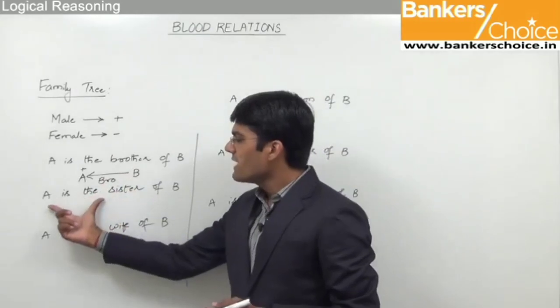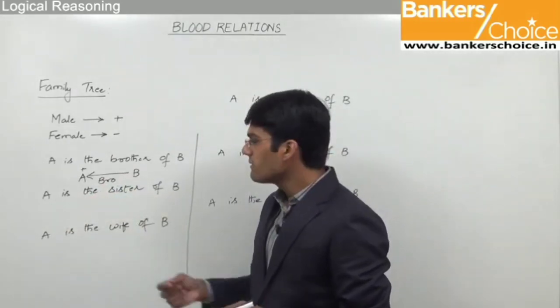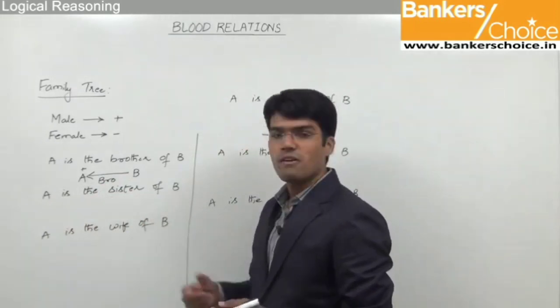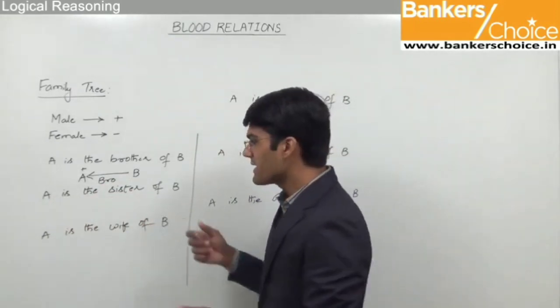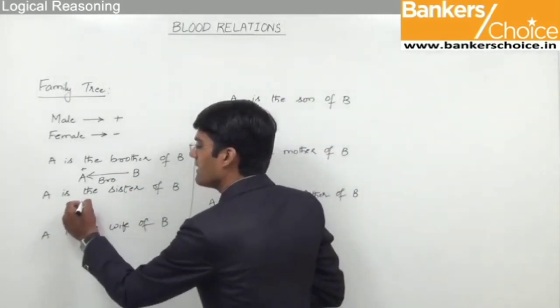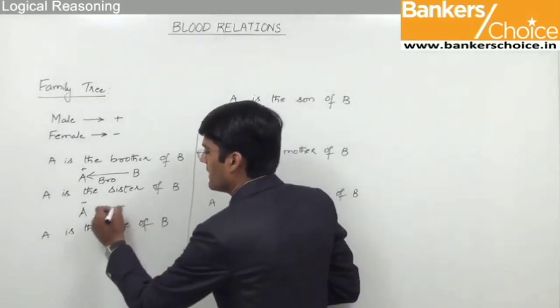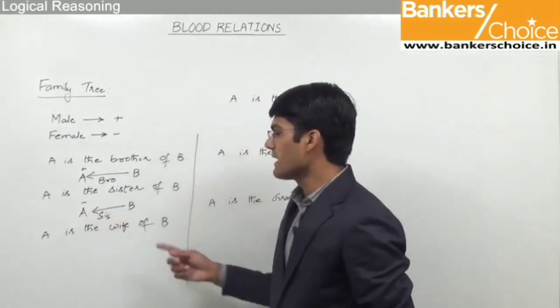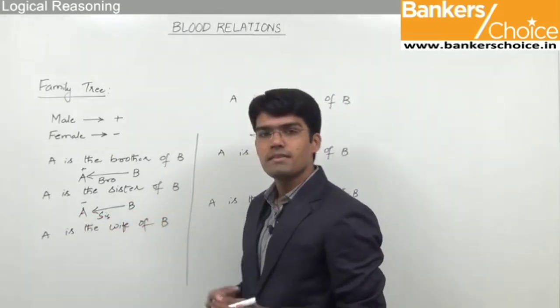Similarly, it can be used for A is the sister of B. Here we know that A is a female person as she is the sister here. But the gender of B again is not known. So this can be shown as A with a minus sign on top, and we can simply put an arrow showing that sister of B is A. So very clearly, B's sister is A.